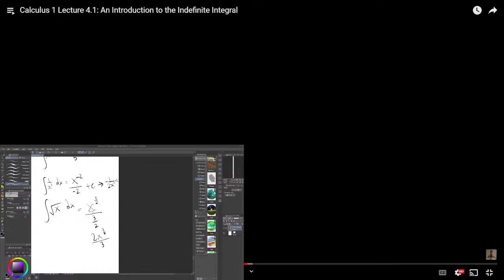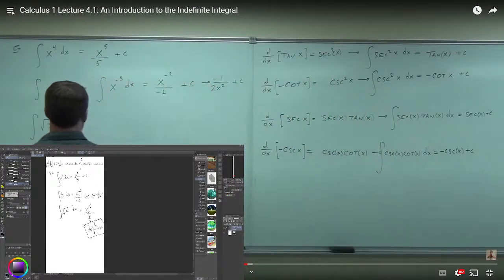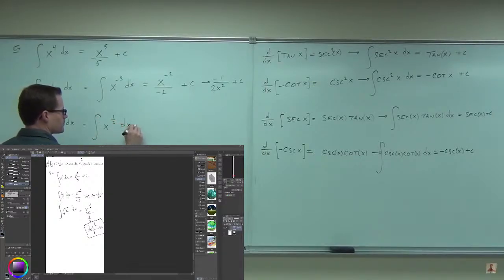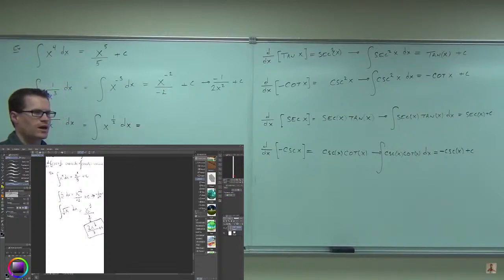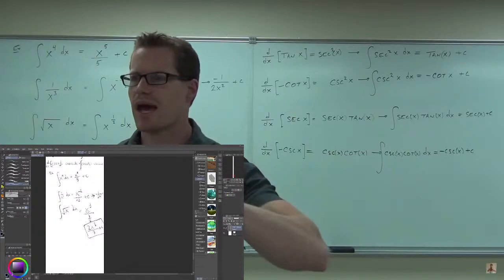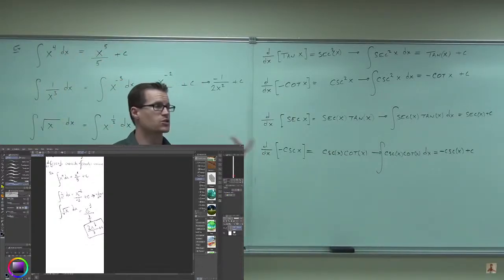Yeah, that's it. Plus c. So we got x to the 1/2. What do you do with the exponent? You add or subtract? With integrals, you add. So we're going to get, what's 1 plus 1/2? Is it 1? No. It's 3/2.